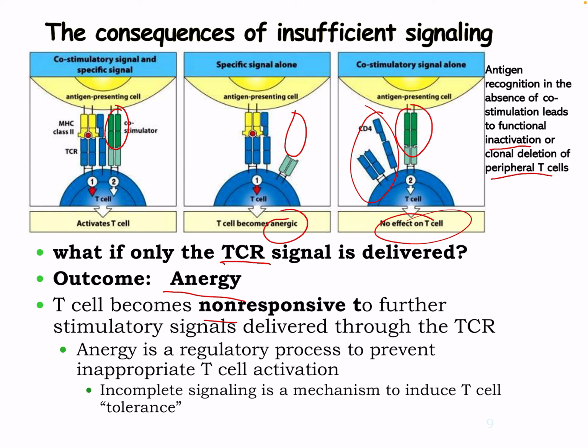The T cell becomes non-responsive to further stimulatory signals delivered through the T cell receptor. Anergy is a regulatory process to prevent inappropriate T cell activation and involves incomplete signaling as a mechanism to induce T cell tolerance.